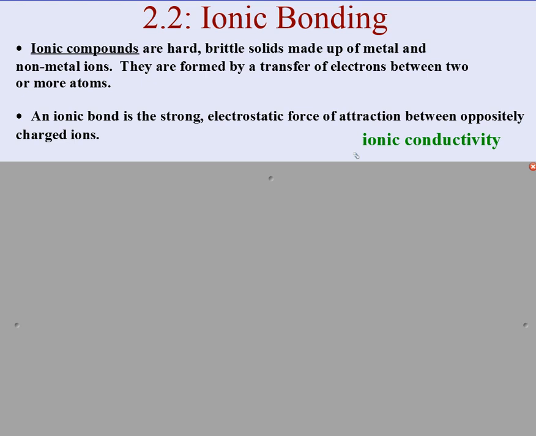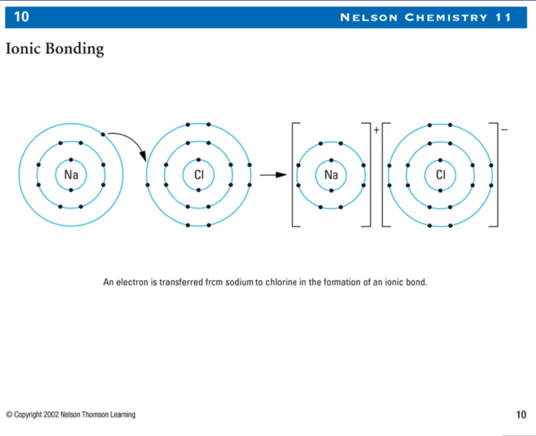Second point here is that when that transfer of electrons occurs, it creates charged particles, and the result is a strong electrostatic force of attraction between these oppositely charged ions. That is what we call an ionic bond. I'm going to just show you the visual here of the formation of sodium chloride.